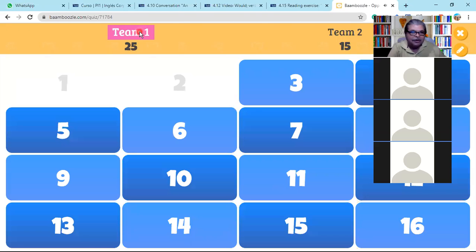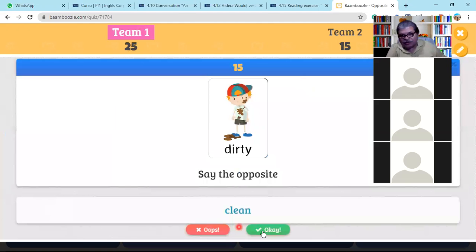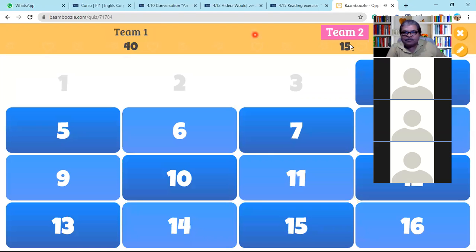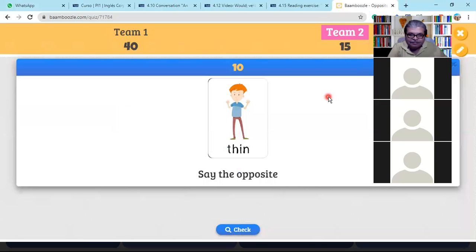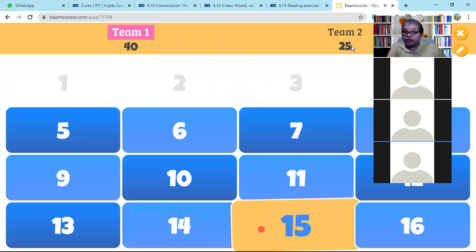Okay, team one, girls. What is the opposite for dirty? Clean. Okay, good. 40 to 15. Team two, your turn. What is the opposite for thin? Fat. Correct. Now the score is 25 to 40.